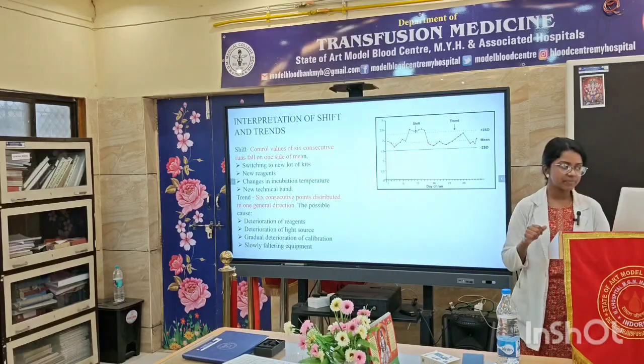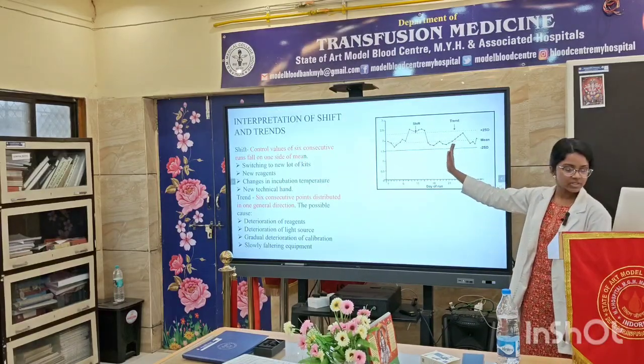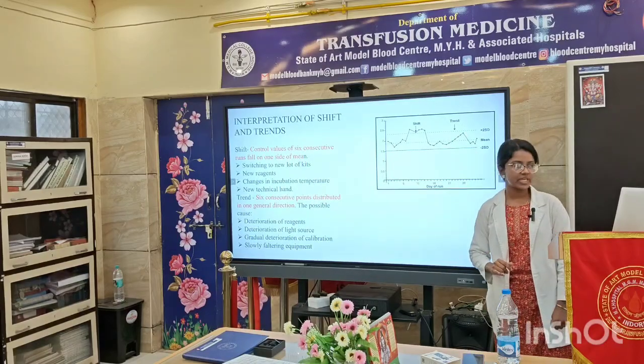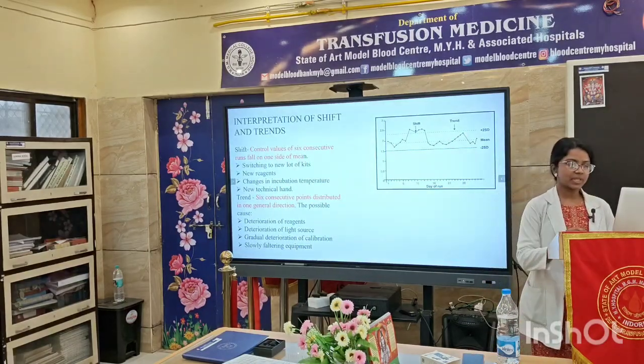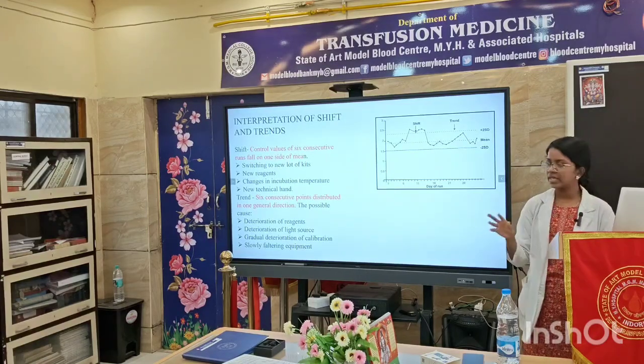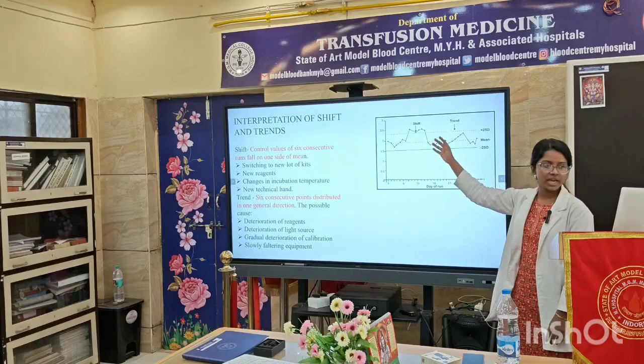Whereas trend is 6 consecutive points distributed in one general direction, and it is slower. The possible causes are deterioration of reagents, deterioration of the light source, gradual deterioration of calibration, and slowly faltering equipment. So these things we should know about systemic variation, shift and trend.